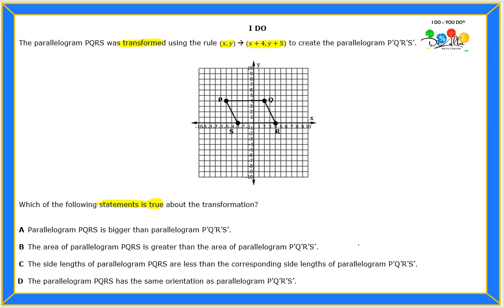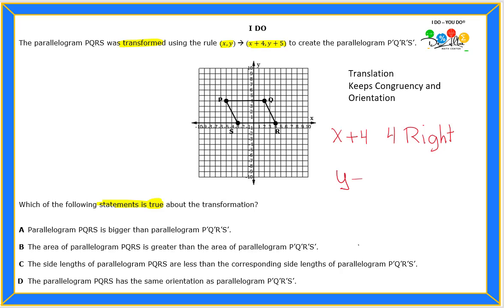So let's go ahead and analyze one of my rules for that one, okay? In a translation, we are going to keep the congruency and we are also going to keep the orientation, okay? So let me show you what it means by x plus 4. If I have x plus 4, it means that we're going to go 4 units to the right, very good. And if we have y plus 5, it means that we're going to go 5 units up, okay? And that's the way it's going to affect the x and the y coordinates, okay?